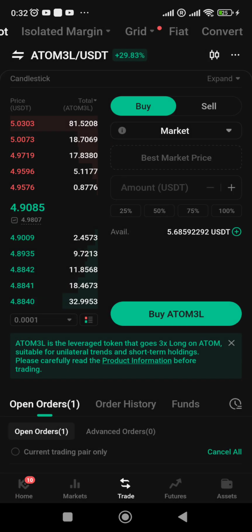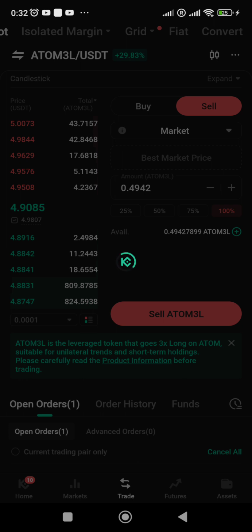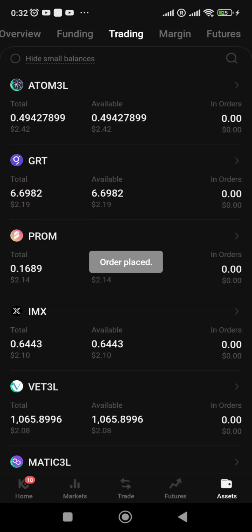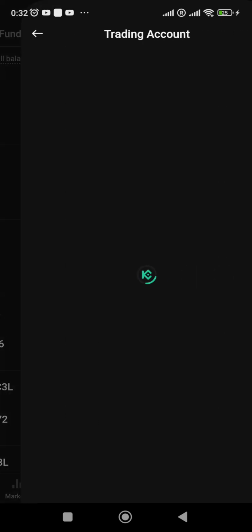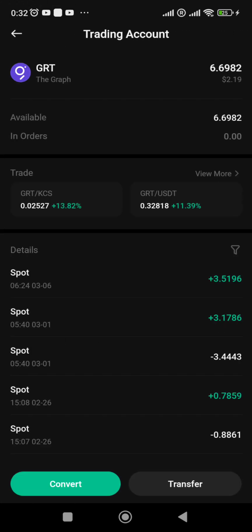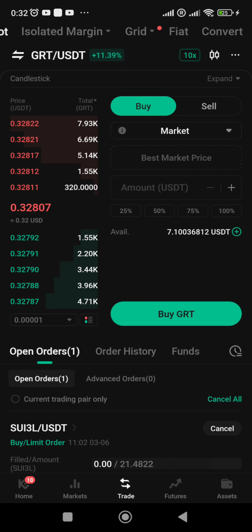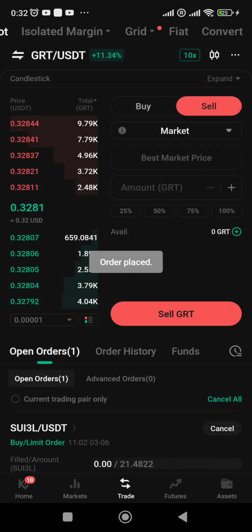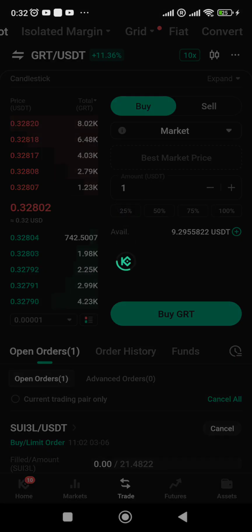I'll click on it. Sell. And buy 1 USDT. Alright. GRT. I'll click on it. Click on GRT/USDT. Always be conscious of what you're clicking on. Sell 100% and buy 1 USDT.